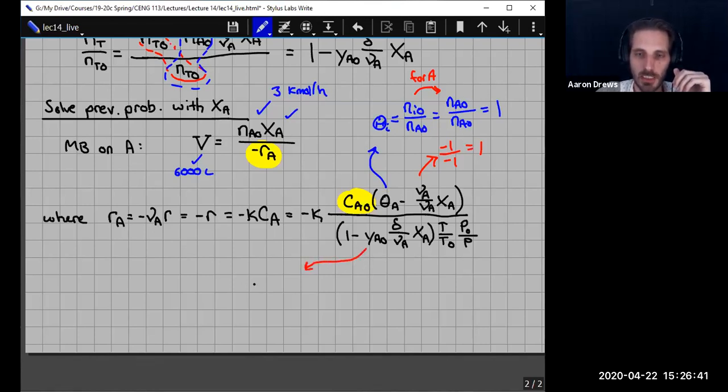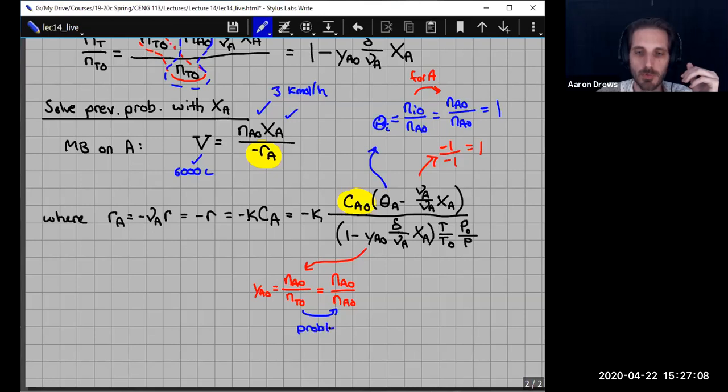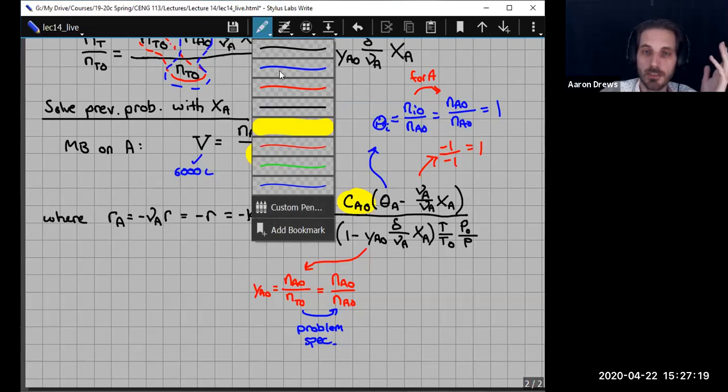For Y_A0, remember Y_A0 will always be calculated as N_A0 divided by N_T0. Again, looks like some kind of a weird O or something. That's always the case. It just so happens that for this problem, it was pure A as a feed. So we happen to know that N_T0 is equal to N_A0. So this was from the problem spec. That's specific to this particular problem, right? If it was 50-50, then Y_A0 would be 0.5. Maybe we have to calculate it. Maybe we don't know what it is.